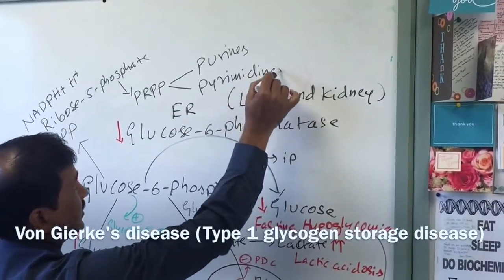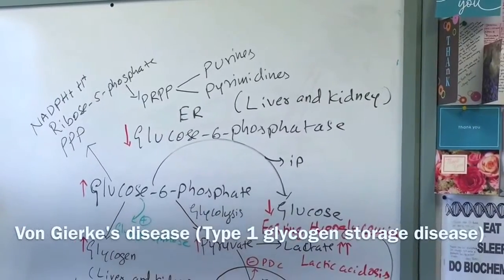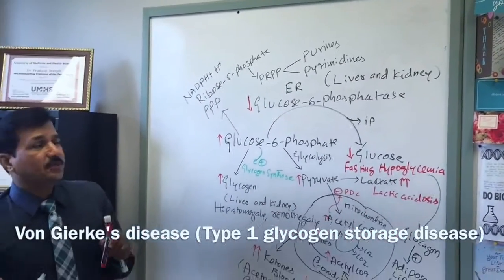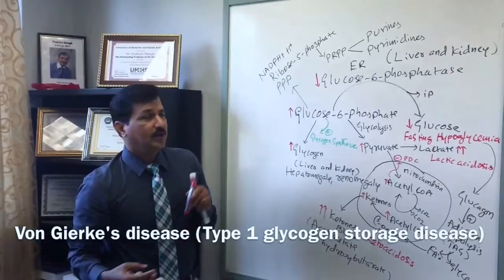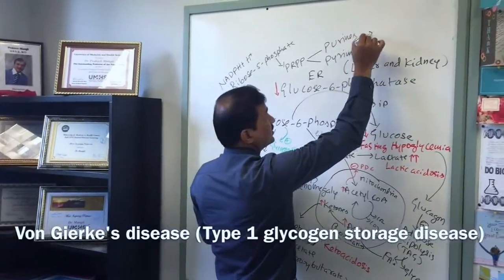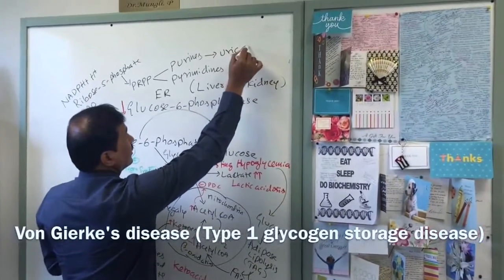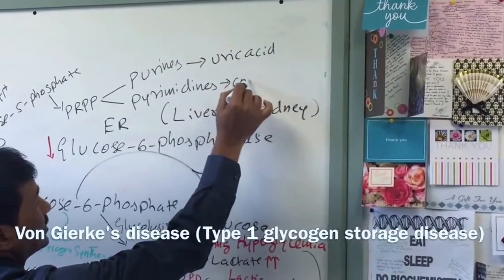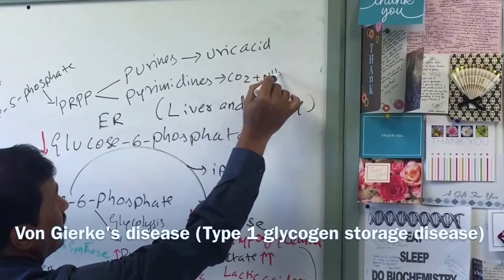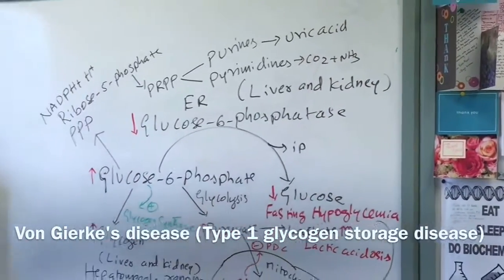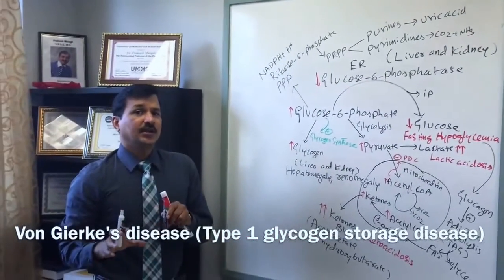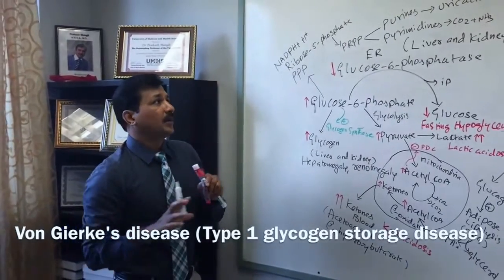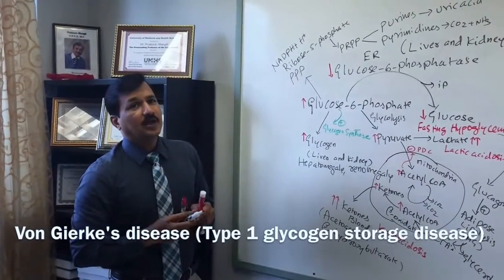When excess purines and pyrimidines are formed, they will undergo degradation. The degradation product of purines is uric acid, and the degradation product of pyrimidines is carbon dioxide and ammonia. No problem with the carbon dioxide and ammonia, although ammonia can increase a little bit, leading to hyperammonemia. But the uric acid can build up.